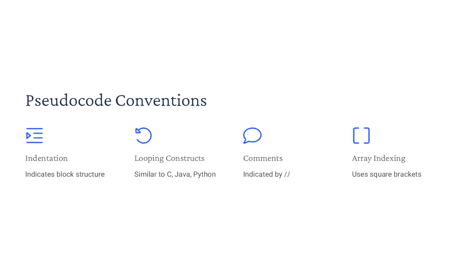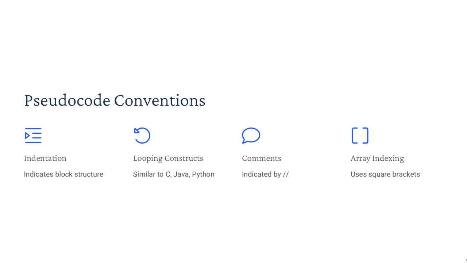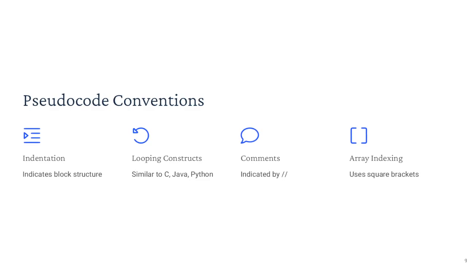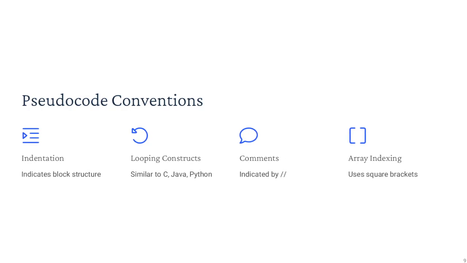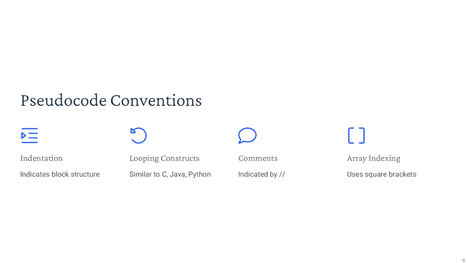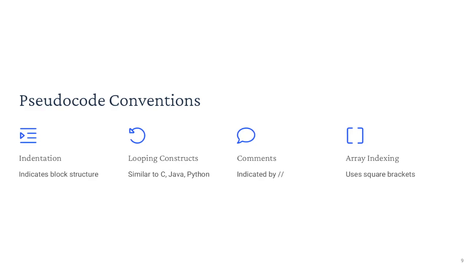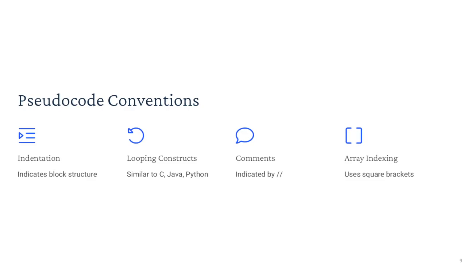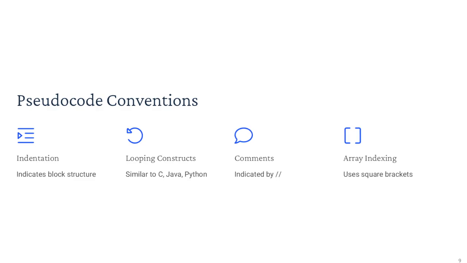Pseudocode is a universal language for representing algorithms, enabling clear communication and understanding across diverse audiences. It employs standard conventions to describe algorithms without the syntactical details of specific programming languages. Indentation is used to denote block structures, while looping constructs mirror those in popular languages like C, Java, or Python. Comments, indicated by //, provide insights into the logic behind specific steps. Array indexing typically uses square brackets to denote elements. These conventions ensure that pseudocode is both readable and precise, making it a powerful tool for algorithm development and documentation.